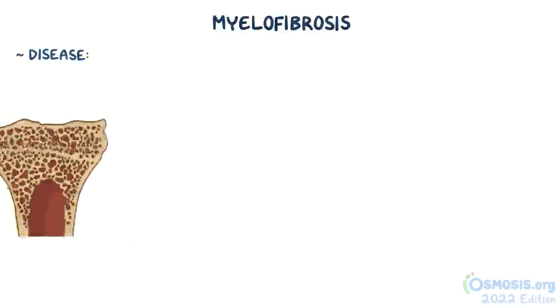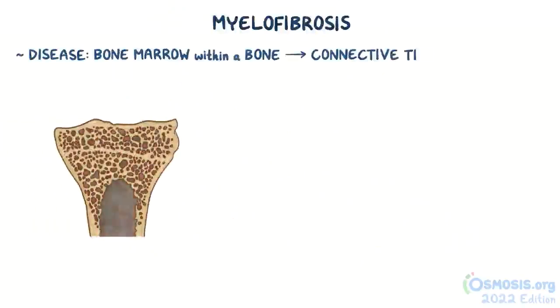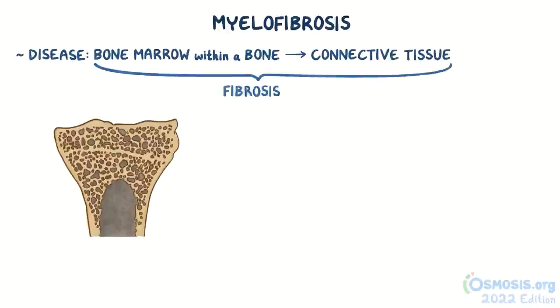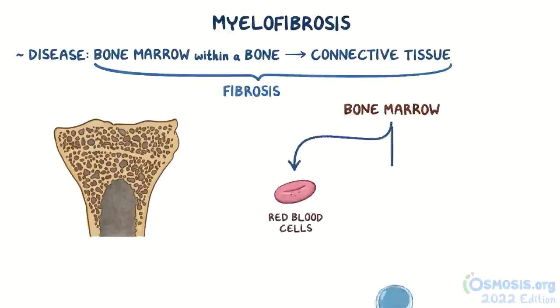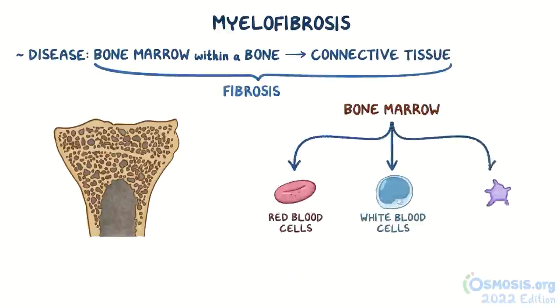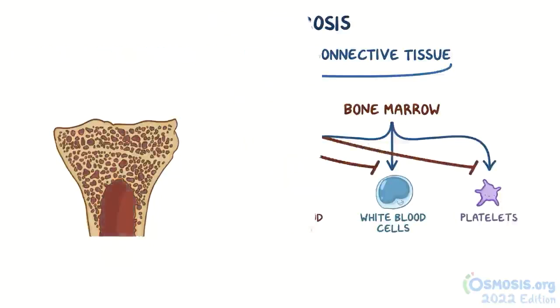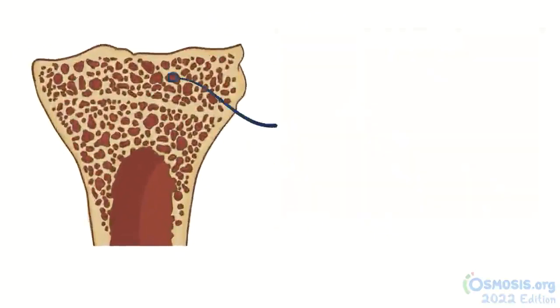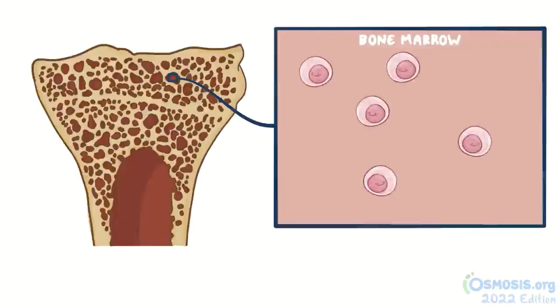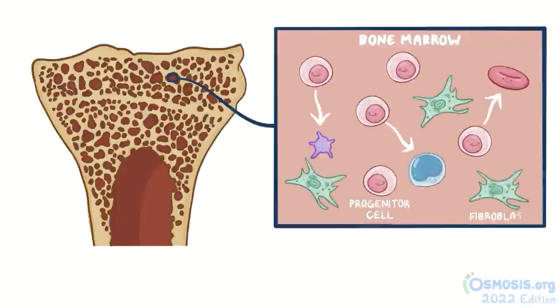Myelofibrosis is a disease in which the bone marrow gets replaced by connective tissue in a process called fibrosis. Since the bone marrow's main role is to produce erythrocytes, or red blood cells, leukocytes, or white blood cells, and thrombocytes, or platelets, the process of fibrosis interferes with production of these cell types. Now, many cells in the bone marrow are hematopoietic progenitors, which are precursors to the different types of blood cells. In addition to these cells, there are fibroblasts, which are connective tissue cells.